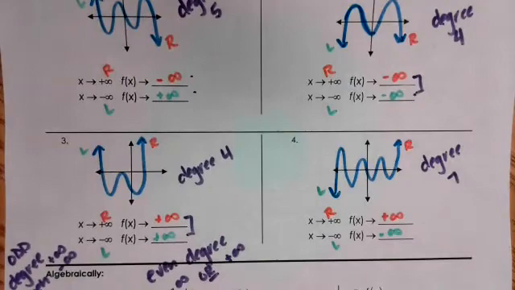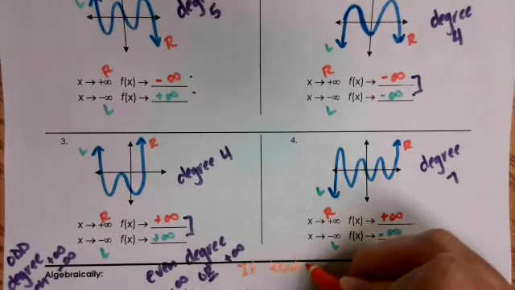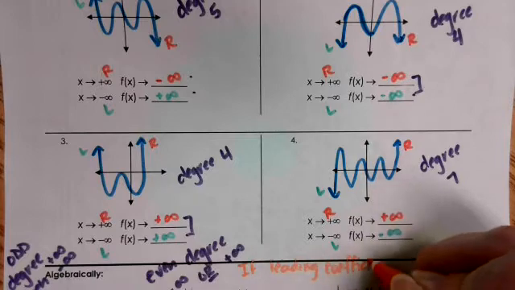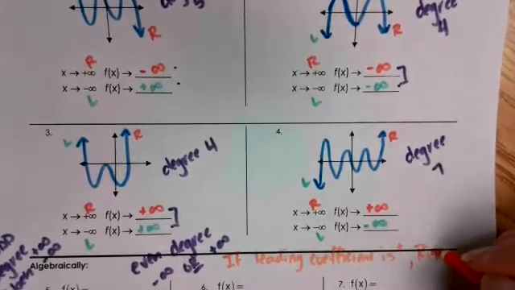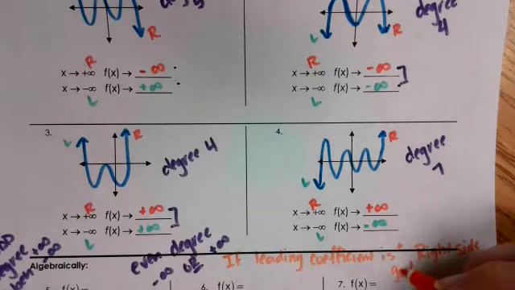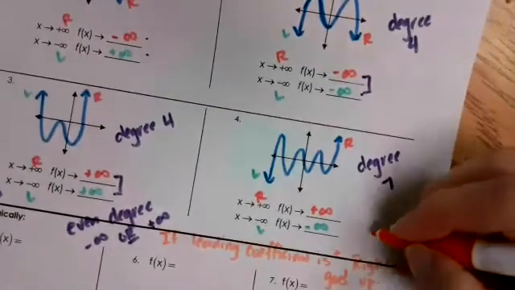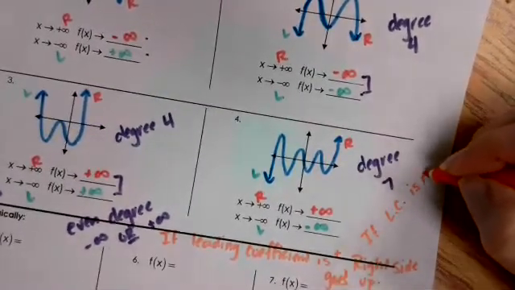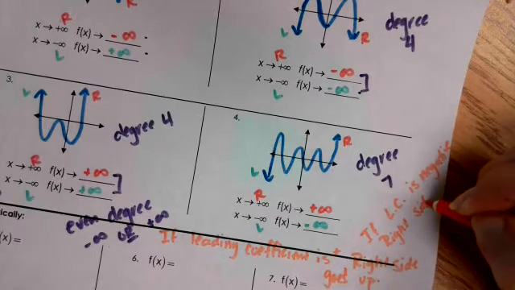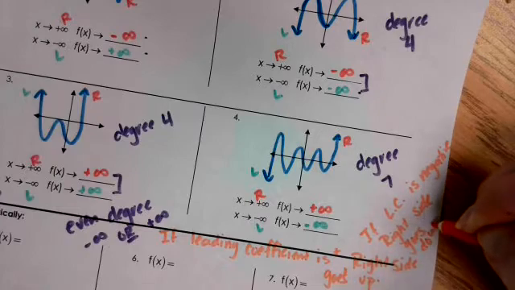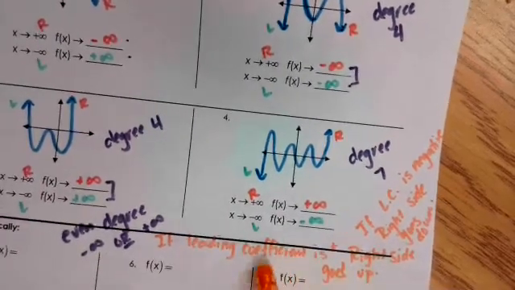Okay. What determines which one to put positive or negative, or when to put the positive and negative? It's all about that leading coefficient. So if the leading coefficient is positive, then the right side of the graph goes up. If my leading coefficient is negative, then the right-hand side goes down. So if the leading coefficient is negative, the right side of the graph goes down. So I like to draw a rough sketch, and it doesn't matter where it's touching the x-axis or the y-axis to look for my end behavior.